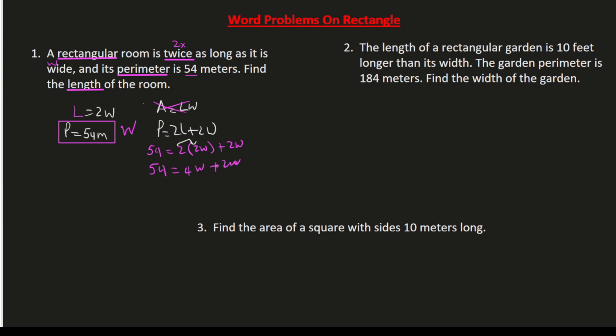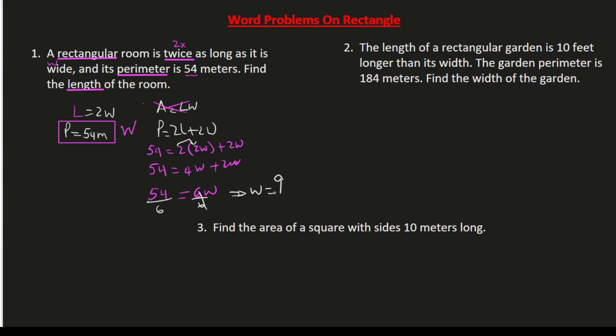And let's combine those two terms. 54 is equal to 4 plus 2, which is 6W. And now the last step is to divide both sides by 6. So this is 1, and we get W. W is equal to 54 divided by 6, which is 9.